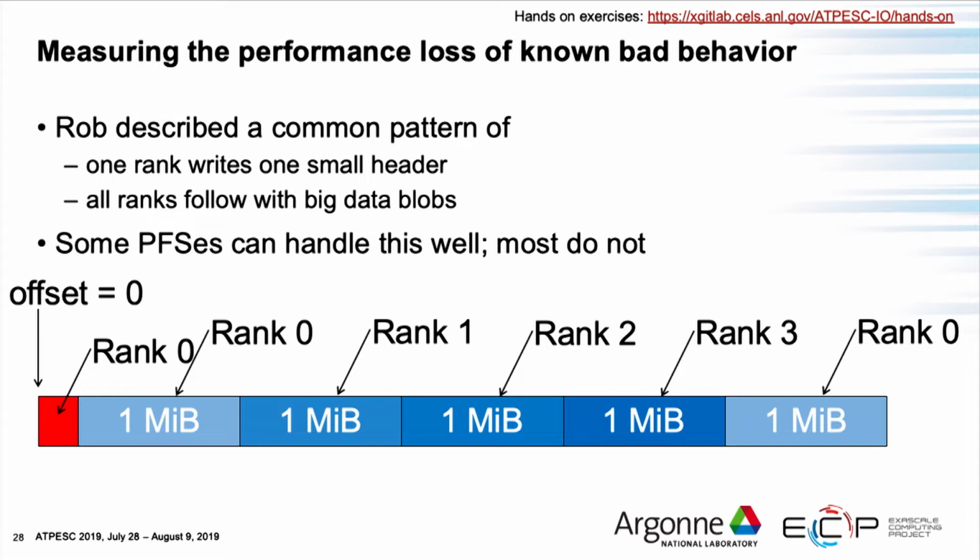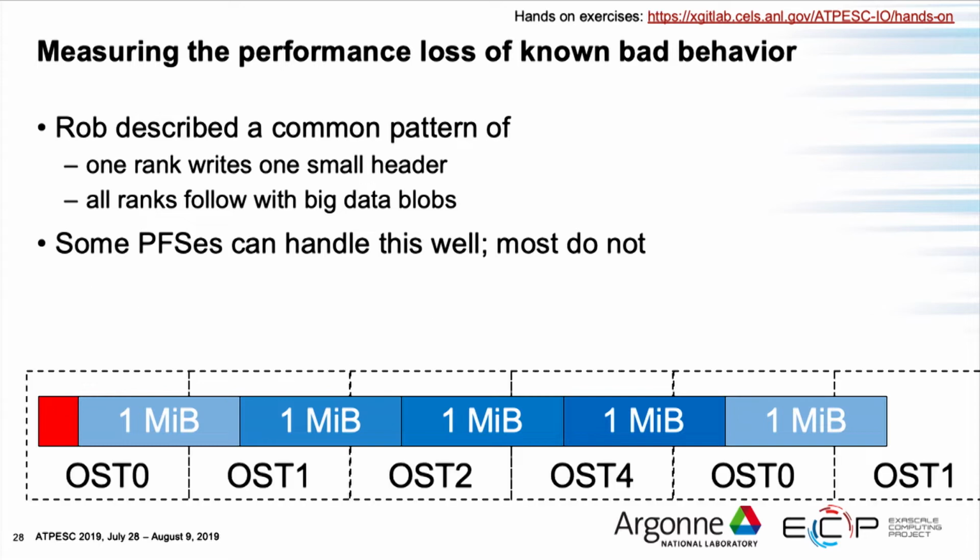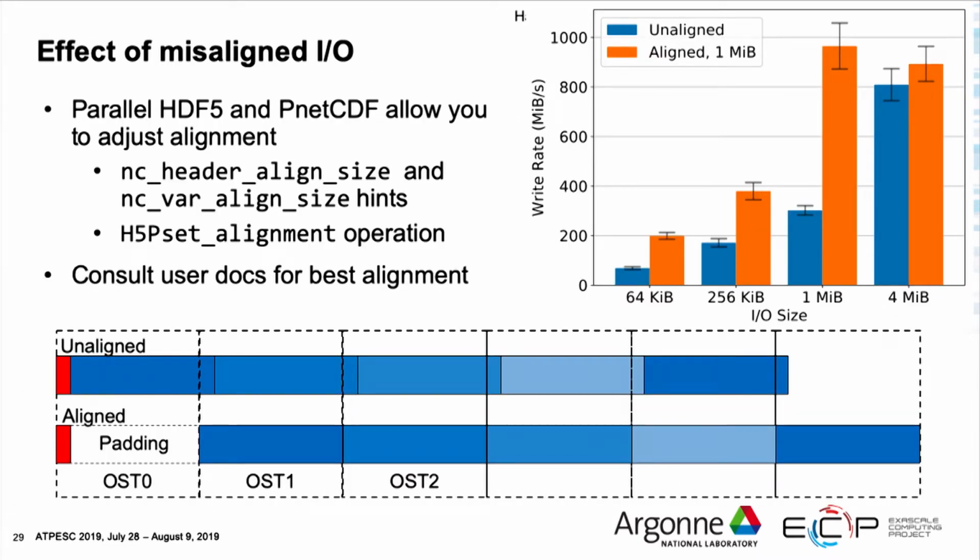But we want to see how much this misalignment is really hurting us. And again, as we said before, the misalignment results in a whole bunch of lock contention, because what you think is a nice 1 meg stripe is actually being spread out over 2 servers, and every server is fighting with each other to write down those 2 halves. So there's an easy way to test this with IOR.